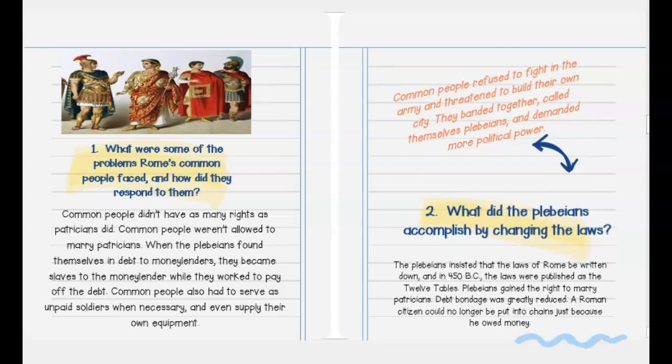So question number 2, what did the plebeians accomplish by changing the laws? The plebeians insisted that the laws of Rome be written down, and in 450 BC, the laws were published as the 12 tables. Plebeians gained the right to marry patricians. Debt bondage was greatly reduced. A Roman citizen could no longer be put into chains just because he owed money.